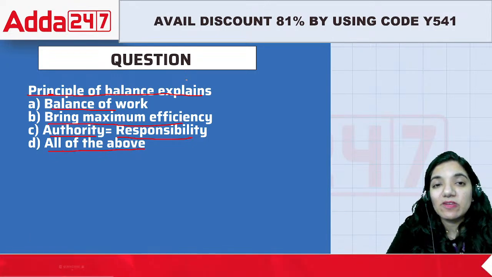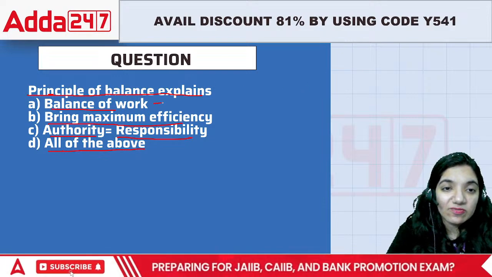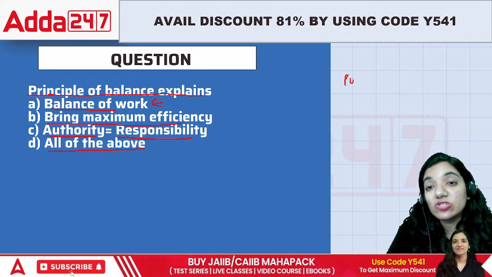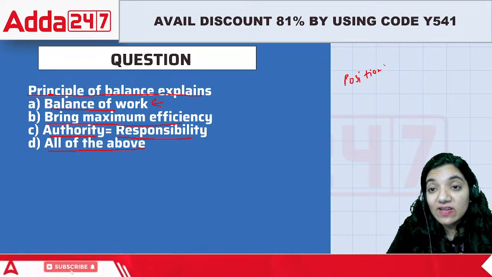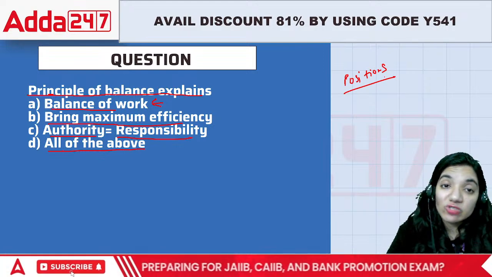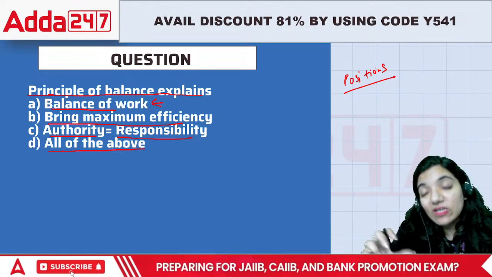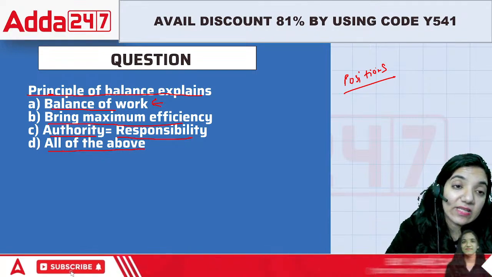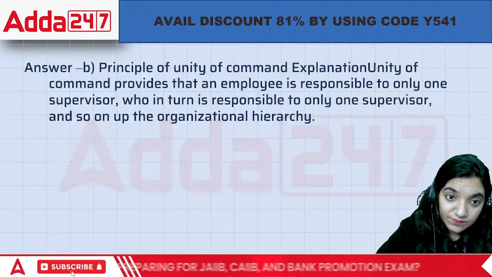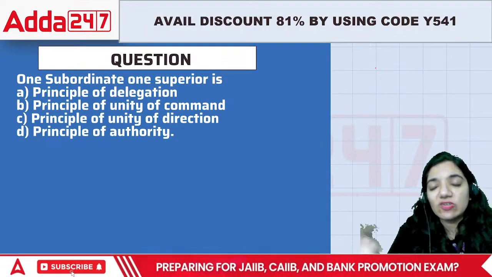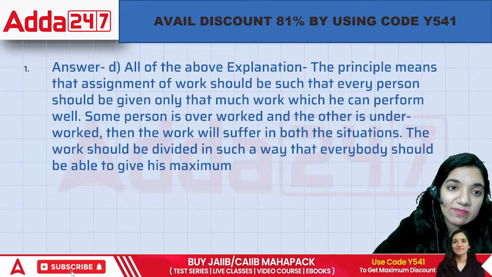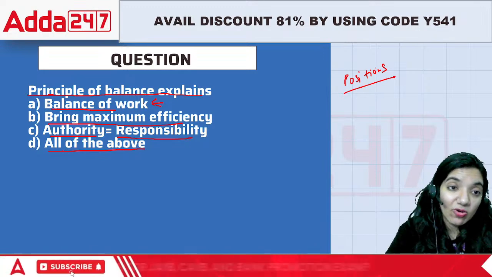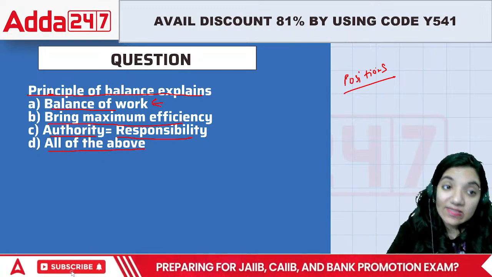If we talk about the principle of balance, first of all, balance of work. That means you have to divide the work among different positions. We are not distributing it among humans there, just among positions, because organizing is totally linked with dividing the work among different departments, not on the basis of a particular person. It's based only on the position that we created in the organization. So balance of work is a part of it.